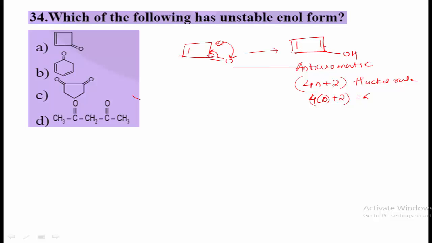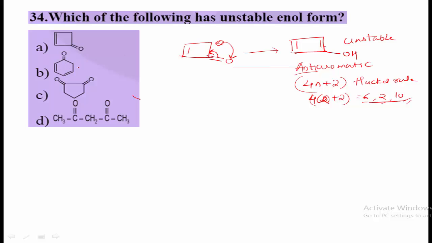Or if you substitute 0 here, you will get 2. If the compound shows 6, 2, or again if you substitute 2, then it will give 10. So if the compound is having these values, then it should be aromatic. And if it does not have these values, then it is said to be anti-aromatic. And since it is anti-aromatic, it is highly unstable.